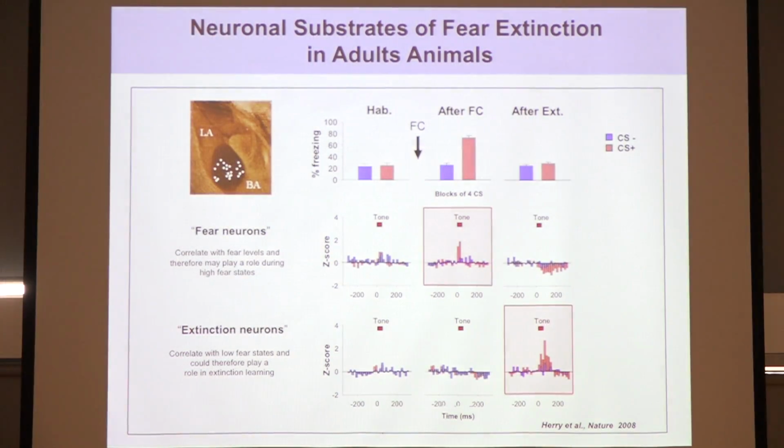So they represent 15% of the neurons recorded in the amygdala. And the second category are labeled extinction neurons. In fact, they behave in the opposite manner to the fear neurons. Those are activated only when the fear is low after extinction learning, but not when the fear is high. And they also represent 15% of the neurons. So this is just 30%.